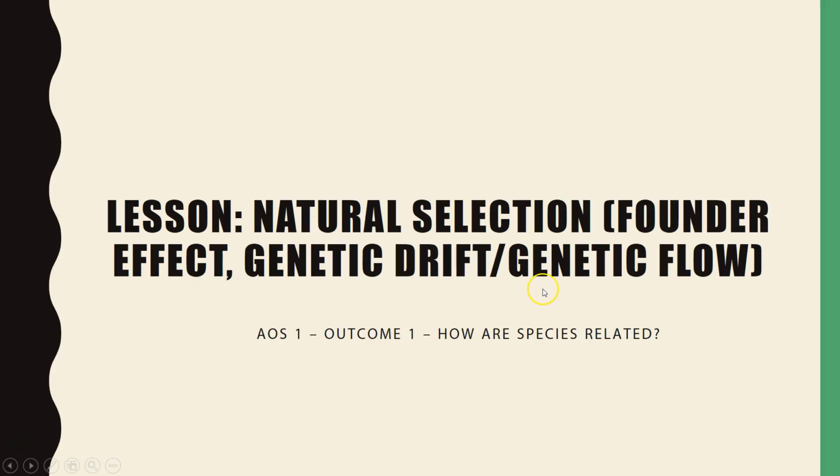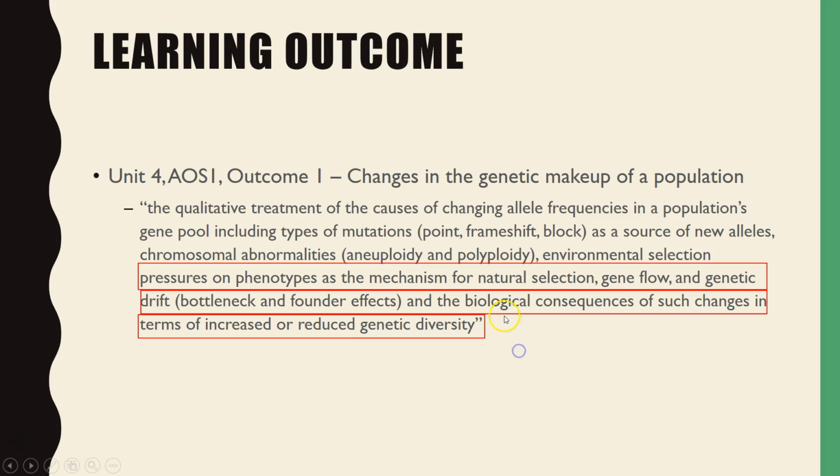Hi guys, welcome to the next lesson on natural selection, including the founder effect, genetic drift and gene flow. Again, under Area of Study 1, Outcome 1, how are species related? Today we're going to be looking at the last three lines of the dot point, where we're looking at pressures on phenotypes and the mechanism of natural selection, including gene flow, genetic drift, such as bottleneck and founder effects, and biological consequences of such, in terms of evolution and reduced genetic diversity.